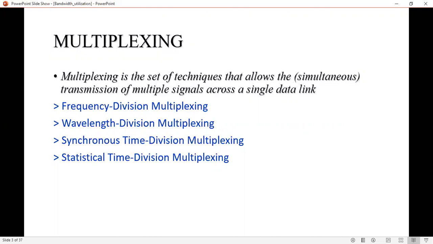In this lecture we will be discussing the following topics: frequency division multiplexing, wavelength division multiplexing, followed by synchronous time division multiplexing and statistical time division multiplexing.